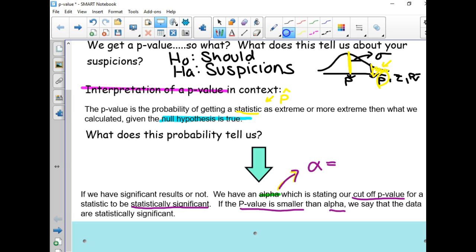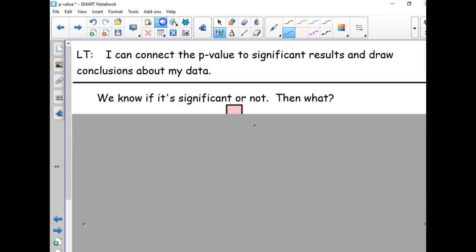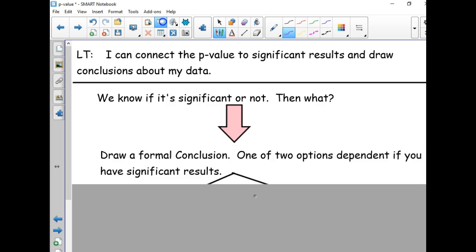Pause it right now, write it down, and if you're feeling a little overwhelmed, don't worry, we will practice it in a couple problems. Okay, so now we know if we have significant results or not. Okay, so then what? We need to draw a formal conclusion. And there's one of two options dependent if you have significant results.